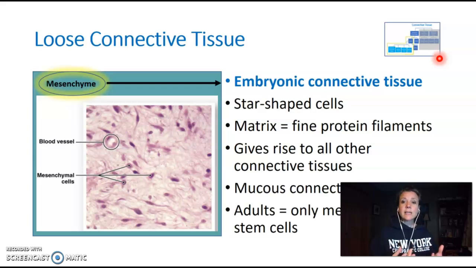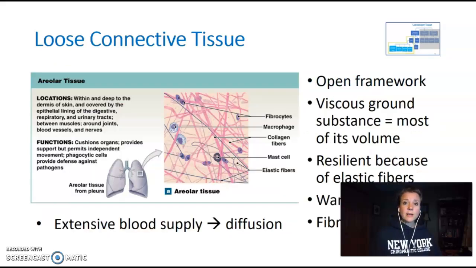And I mention mesenchyme because it's going to give rise to all of the other connective tissues that you have in the chart up at the top corner. And the other thing that I wanted to mention is that once you reach adulthood, you don't have mesenchyme anymore, but you do have mesenchymal stem cells. And those mesenchymal stem cells can differentiate to form other cells that are found in our connective tissues. So let's talk about areolar tissue.